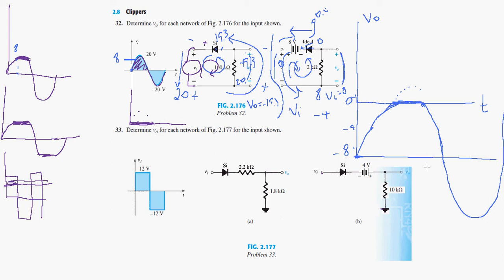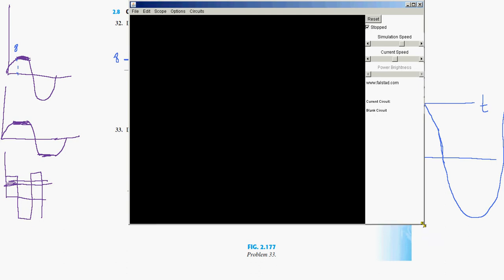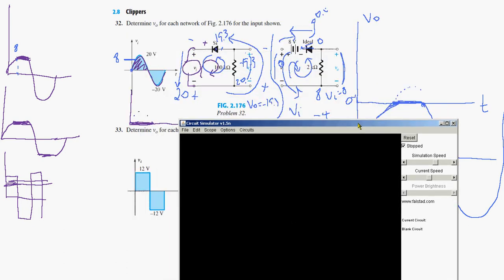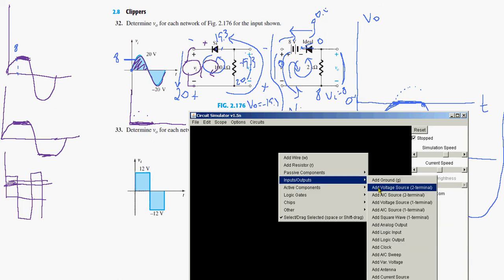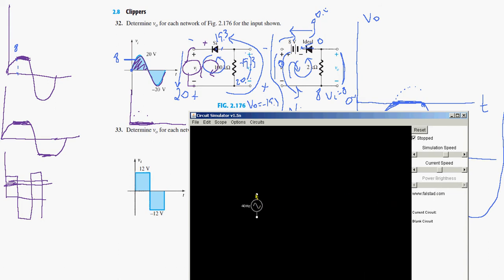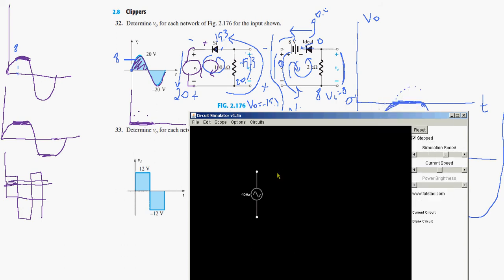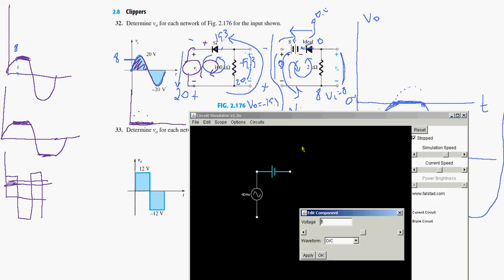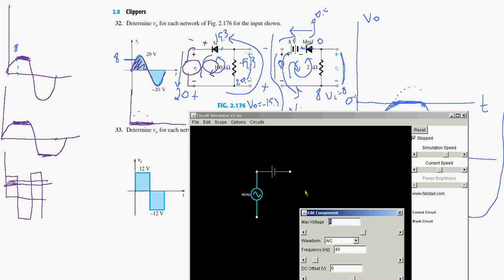I have a little simulator here for us to try this circuit, so we can build the circuit on this simulator and look at the response to see if it's correct. Here we can add a voltage source, an AC voltage source. Then we can add a constant DC voltage source in this direction and make it equal to 8 volts. And this voltage here is 20 volts AC.